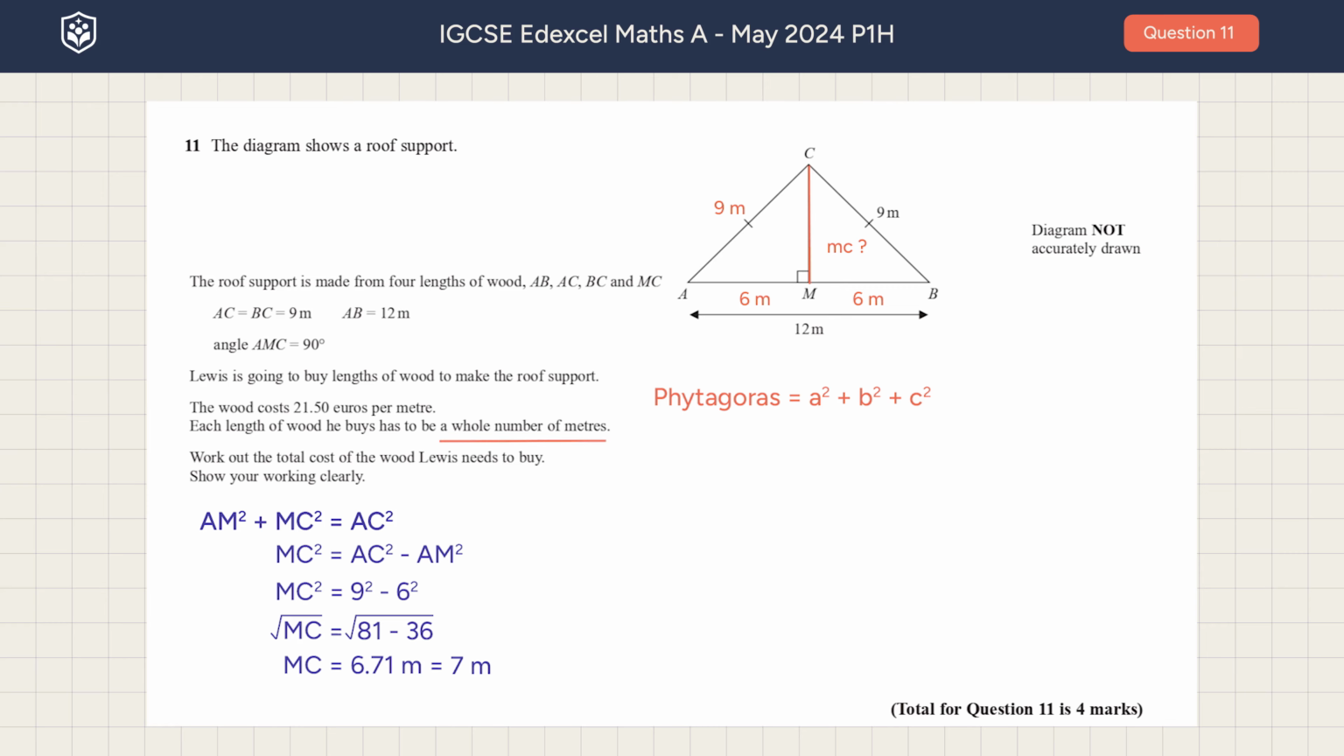Now add all lengths to find the perimeter, which is 12 plus 9 plus 9 plus 7, which equals 37 meters total. Lastly, at 21.50 euros per meter, the total cost can be calculated: 37 times 21.50, which equals 795.50 euros, which is the answer to the question.